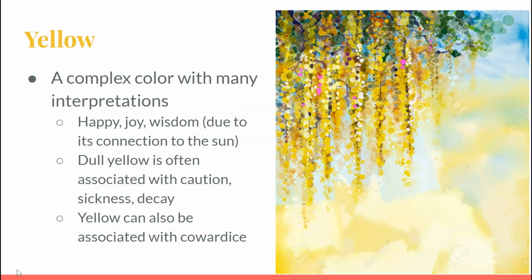Yellow is a very, very complex color with many different interpretations. Now, of course, it reminds us of the sun. It reminds us of light. And with that, we get happiness, joy, the feeling of wisdom. But a dull yellow can be associated with things like sickness, or decay, or caution, or warning. There's also that old expression of "you're yellow," meaning you're a coward. So yellow can sometimes also be associated with cowardice or a lack of bravery.